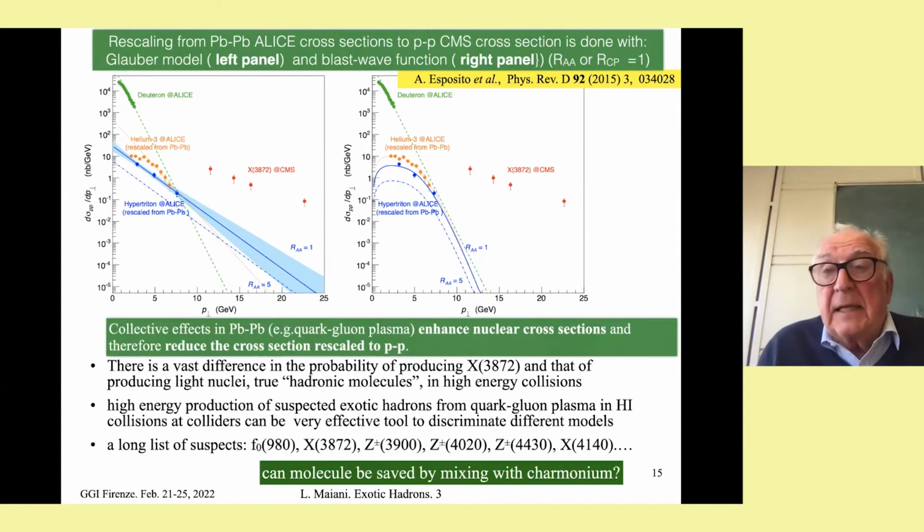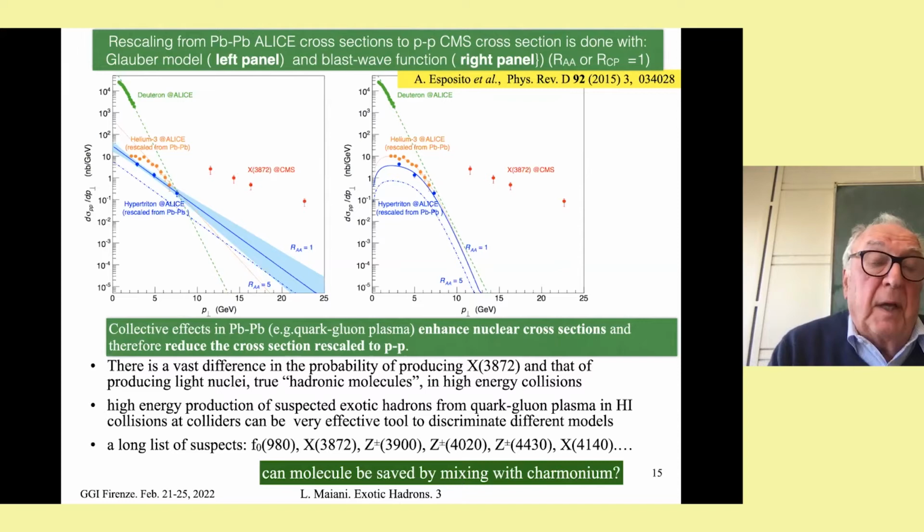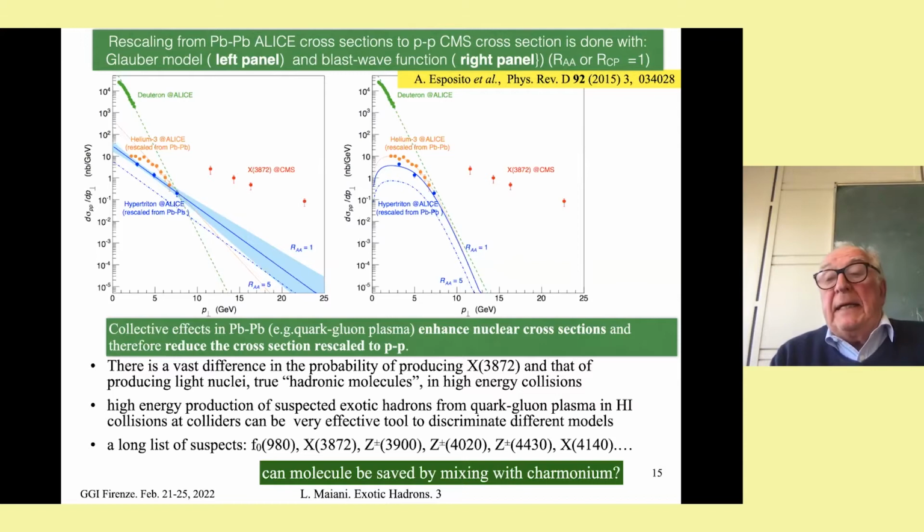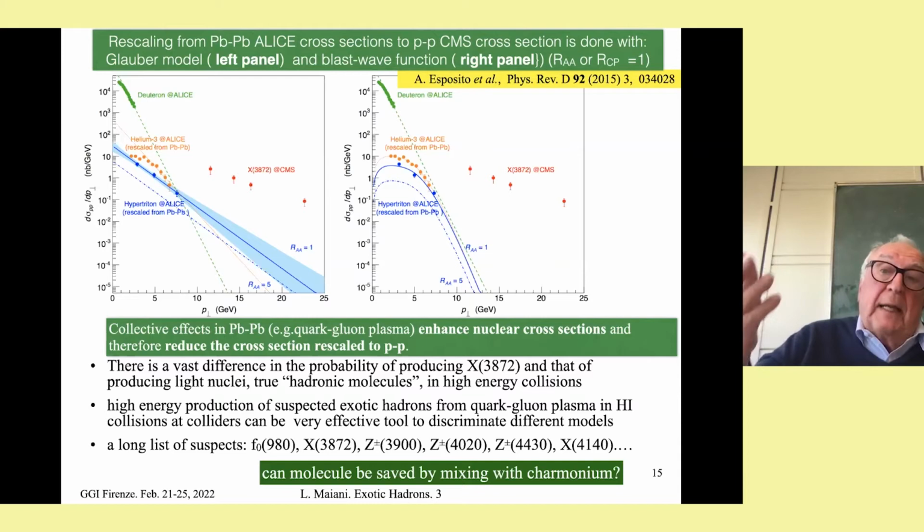And of course, if you could see many of them, then it would be a real indication that these are compact objects made of quarks, tetraquarks. There is another possibility that has been claimed to explain such a large cross-section of 3872, which, as you see, is totally incompatible with the cross-section with which nuclei are produced. And it is that this molecule could mix with a compact object, a charmonium state, with the same quantum numbers. And therefore, you could produce a lot of these molecules because you produce the charmonium component, and then that will transform in a stationary state in the X3872.